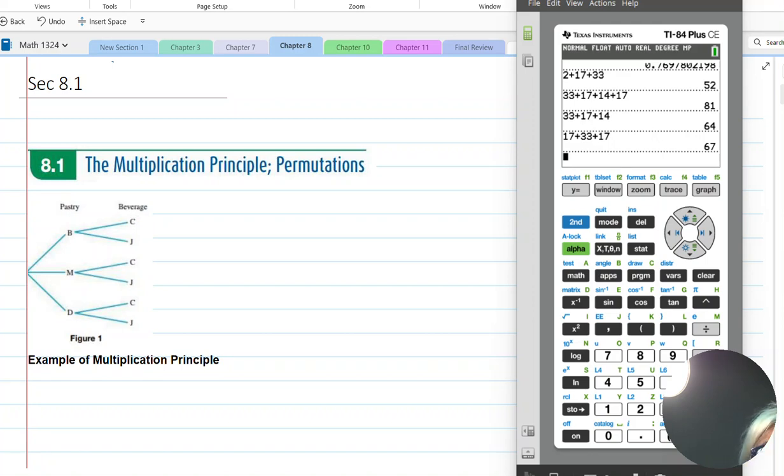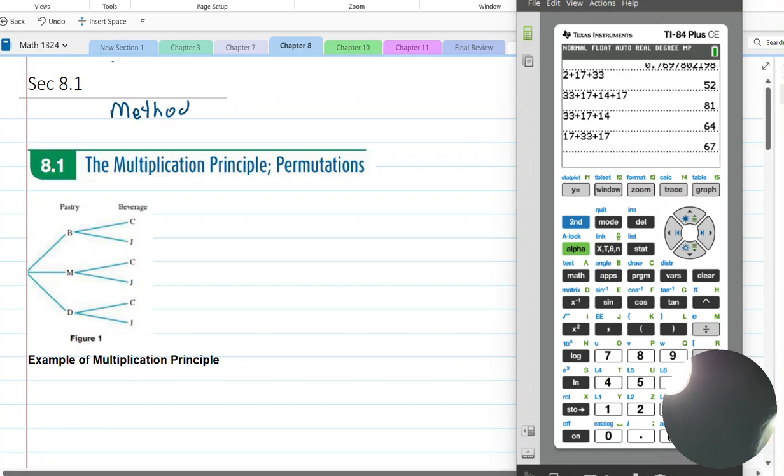We're beginning Chapter 8 now, and then starting in Section 8.1. Well, Chapter 8 are methods of counting, and some probability. We just got through learning about probability.